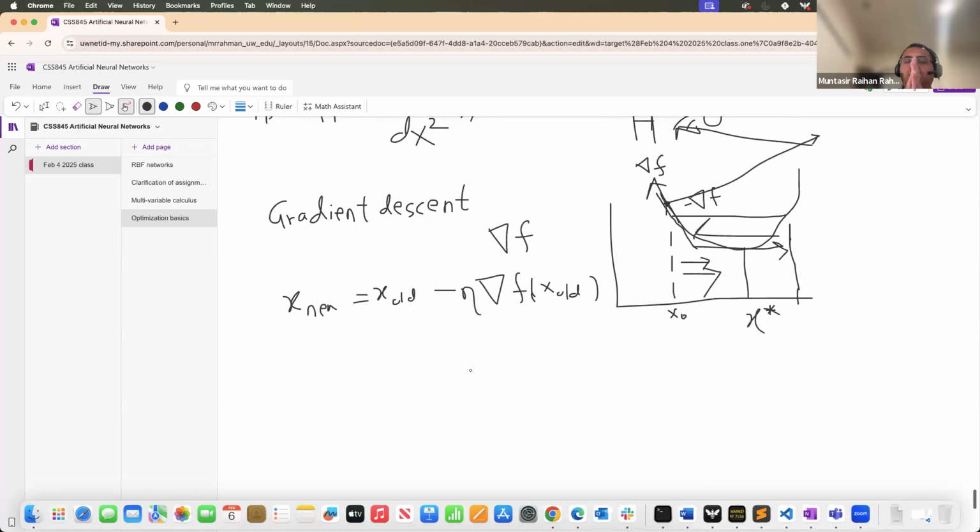So we want to converge at a reasonable rate, because our training converges only when we converge to the minima. So we need to make sure that we choose this learning rate very carefully. Okay.